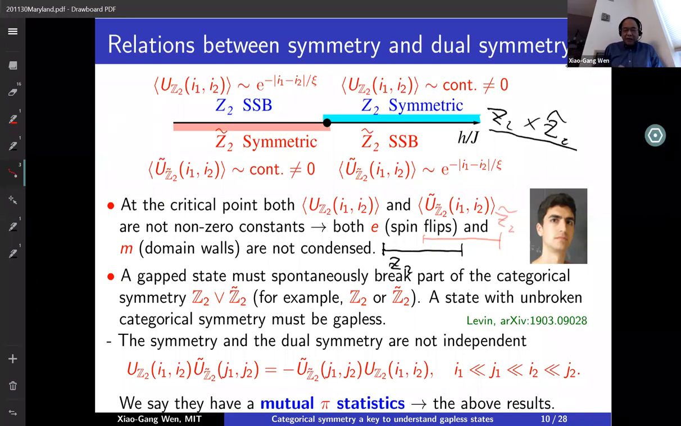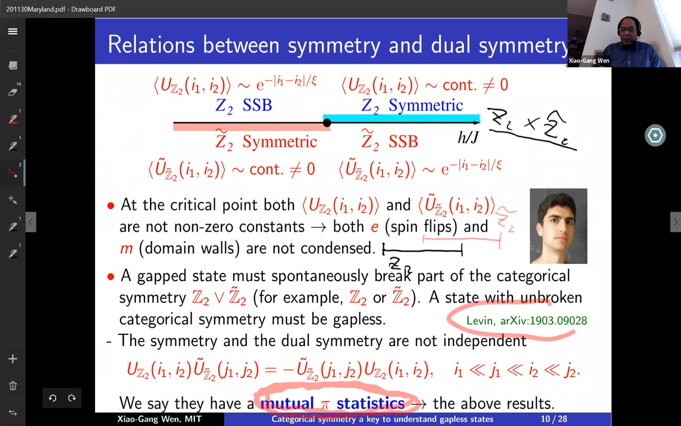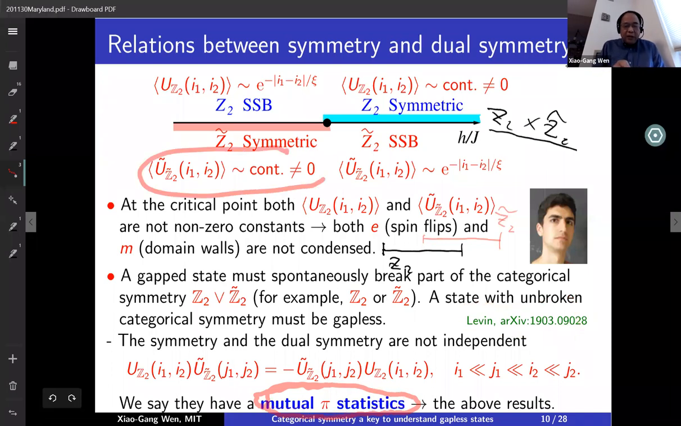And this minus sign is almost like a mutual pi statistics, for lack of a better name. So we call this a two symmetry: Z2 symmetry and Z2 dual symmetry have a mutual pi statistics. And this mutual pi statistics is the key to Michael Levin's result, that these two order parameters cannot have a long range correlation simultaneously.